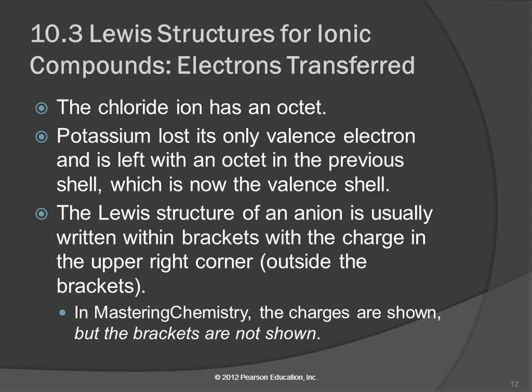So what we ended up with there is the chloride ion has an octet. It's got 8 electrons around it, 8 dots. The potassium lost its only valence electron, and now it has an octet in the previous shell. When you take off the 3s electrons, now the 2 is the valence shell. So let's just, so potassium, I'm sorry, I was thinking of sodium. It's the 4.